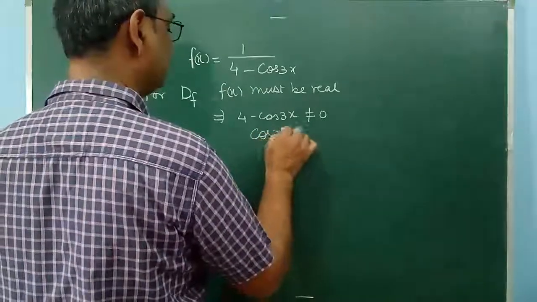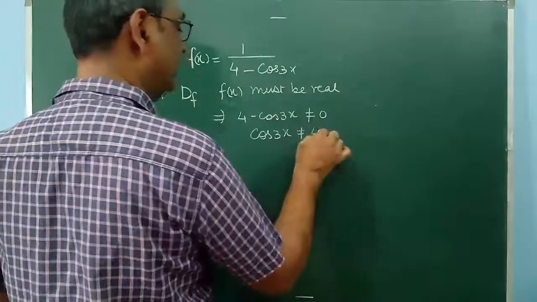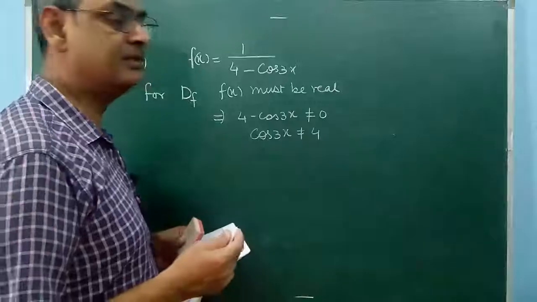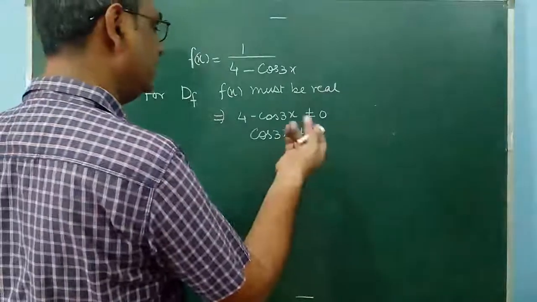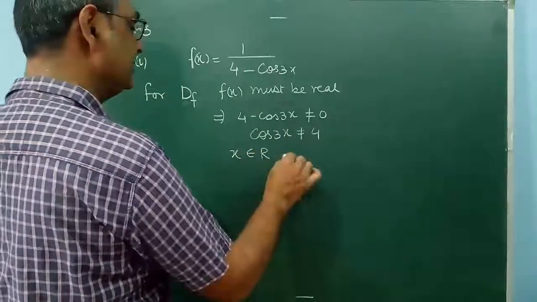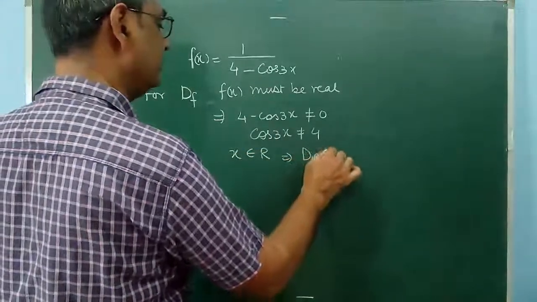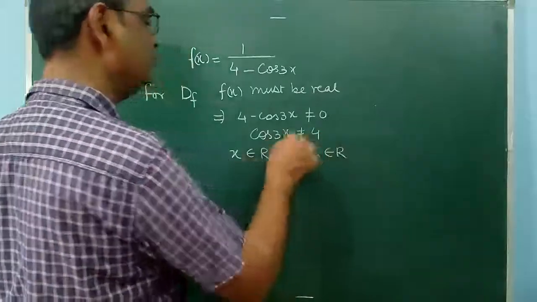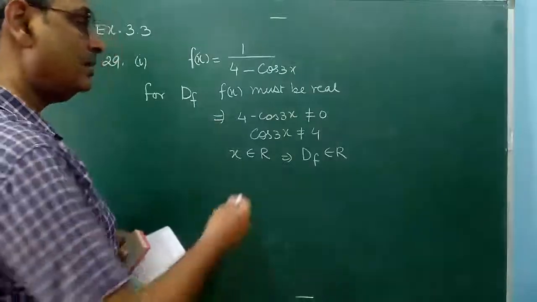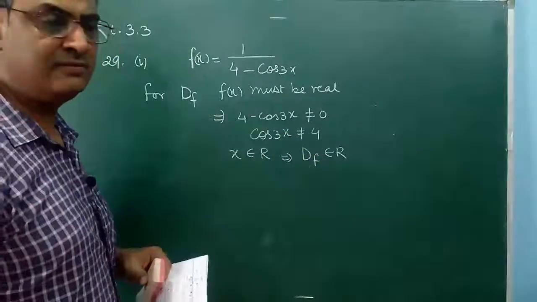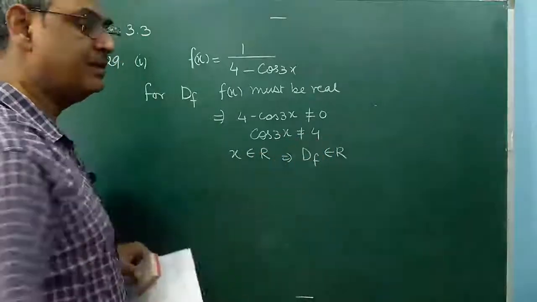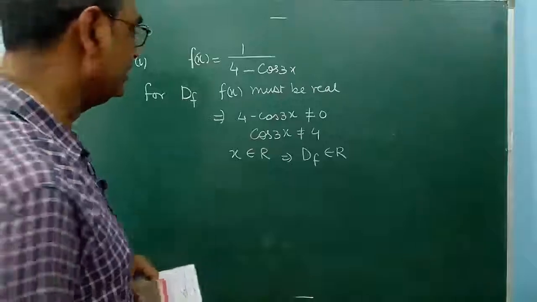cos 3x should not be equal to 4, and we never have the value of cos 3x as 4. So therefore we say x belongs to R, means the domain of the function belongs to R. We can assign any value to x, and the value of cos 3x will always be less than or equal to 1. So there is no point where we will get the value 4. So the domain of the function is the set of real numbers.